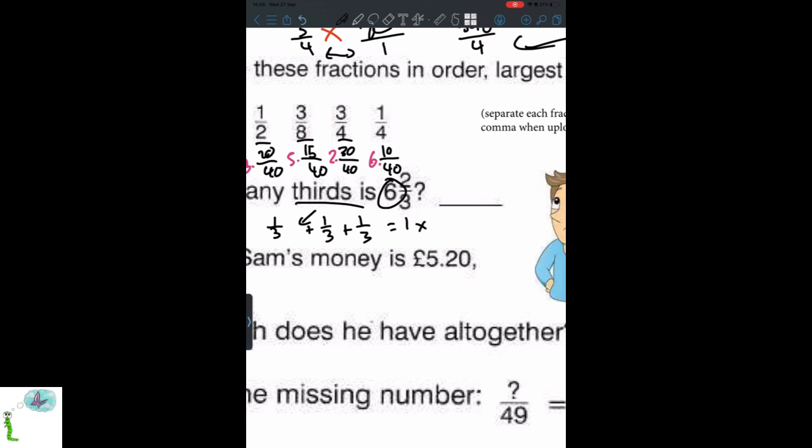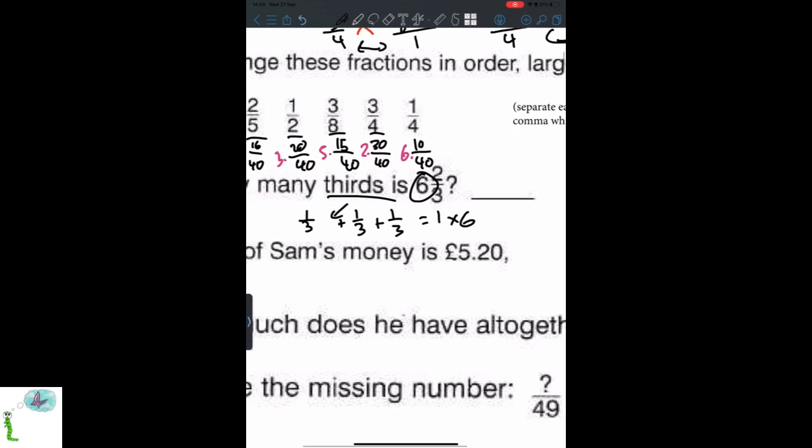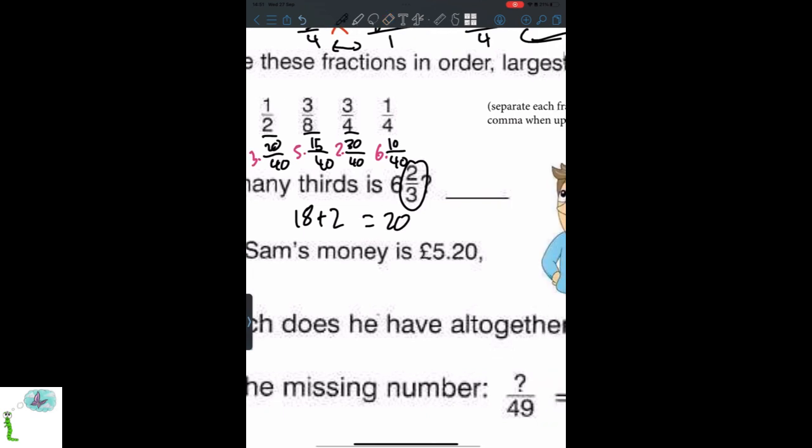We need 1 whole times 6. So we're going to need 3 times 6, which is 18. So we've got 18 thirds will make 6 wholes. There's still 2 over 3 left, right? We still need that. So where are we going to get the 2 over 3? Well, it's just another 2 thirds. So we add the 2. And there we go. 20 thirds will make 6 2 over 3.